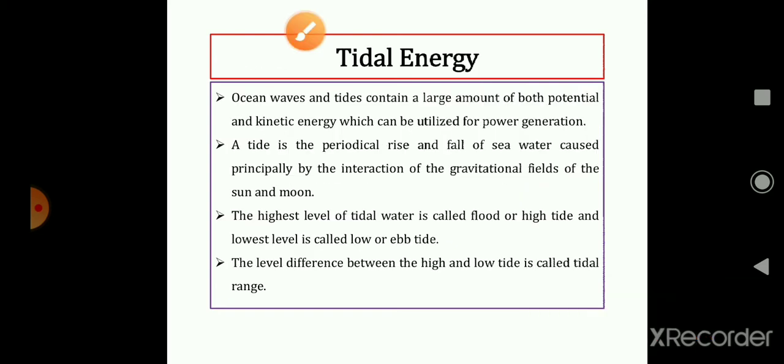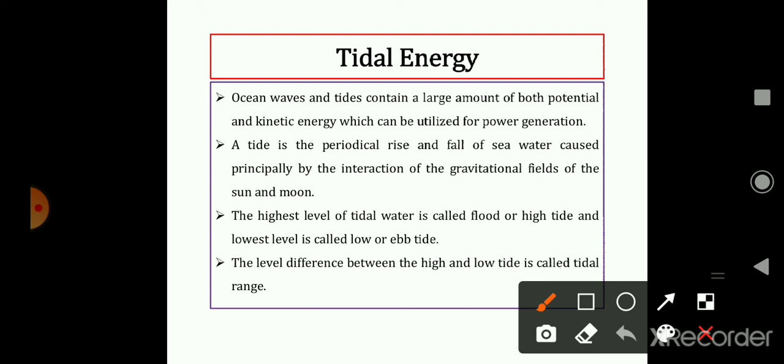Next one, another one is tidal energy. So what do you mean by tidal energy? These tides occur in the ocean.